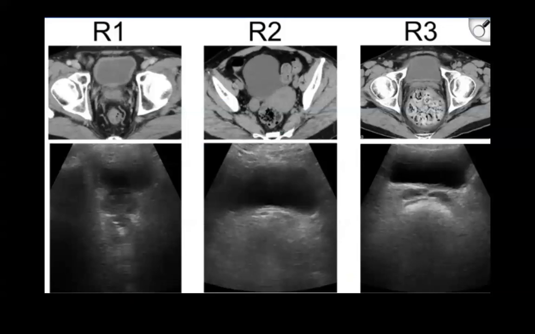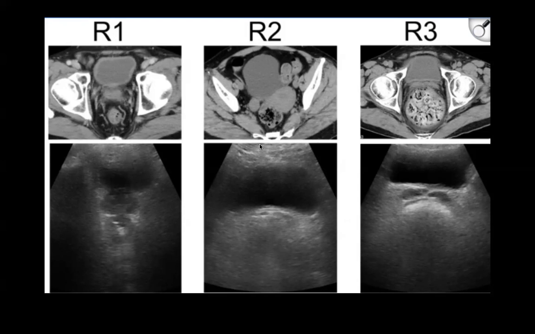In these articles, they talk about how different degrees of fecal impaction can show up under ultrasound, and then they show the CT equivalent. And so R1 is a normal image where there is no stool ball in the rectum. You see your CT image on the top, ultrasound image on the bottom. And here you see the bladder, the prostate, and a normal rectum.